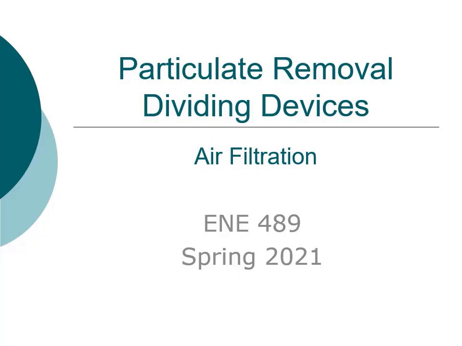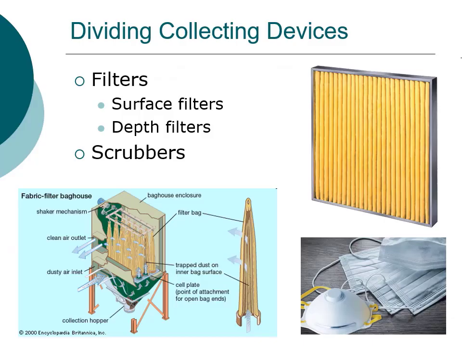So today we'll start talking about dividing devices as a method for particulate removal. Dividing devices divide the flow into smaller parts where they can collect the particles. There are two basic types of collecting devices: filters and scrubbers. Today we're focusing on filters. And then within filters, there are surface filters and depth filters.